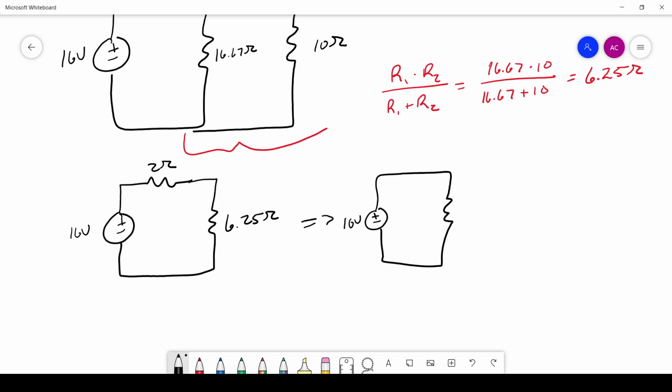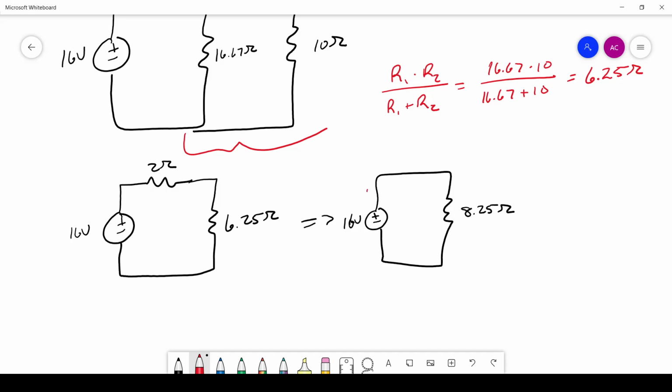What do we do with series resistors? We add them together. So this is going to be just 8.25 ohms. Make sure you can tell that's 16. Okay. So now we know the equivalent resistance that the source sees.